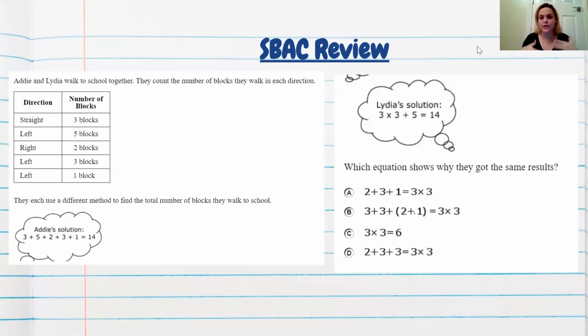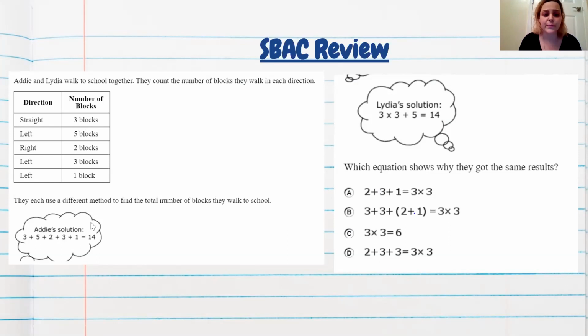So I'm gonna read it and then I'm gonna ask you to try to think, what do you notice? And then to try to solve it on your own, and then we'll do it together. So Addy and Lydia walk to school together. They count the number of blocks they walk in each direction. If they walk straight, they walk 3 blocks. If they walk to the left, they walk 5 blocks. If they walk to the right, they walk 2 blocks. If they walk to the left, another 3 blocks. The left again, a block.